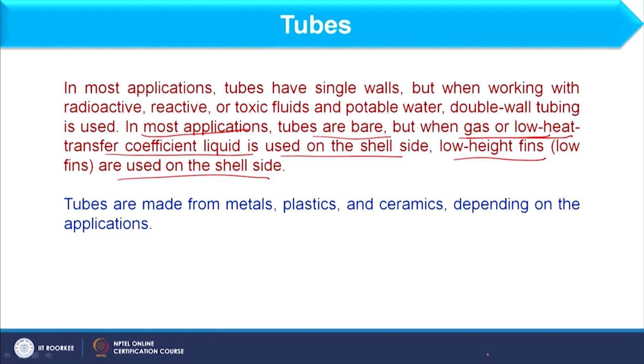And further, if we consider the material of construction, tubes are usually made from metal, plastic, ceramic, and it depends on the type of application where the shell and tube heat exchanger will be used. So, these are basically some general information about tubes.